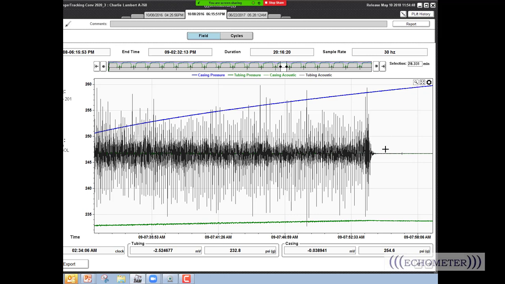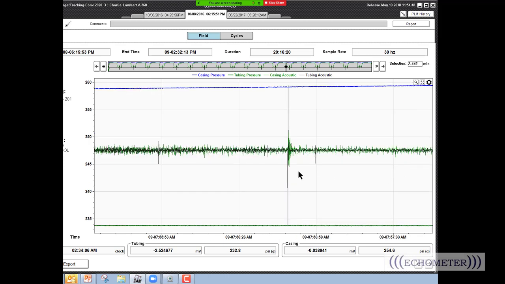So I'm going to zoom into this right here, and I'm going to look. I guess it's in green. And sure enough, look, you can see a little spike right there in green and black. So the microphone on the casing heard the same signal of the plunger in the tubing. And so this is what I was looking for.